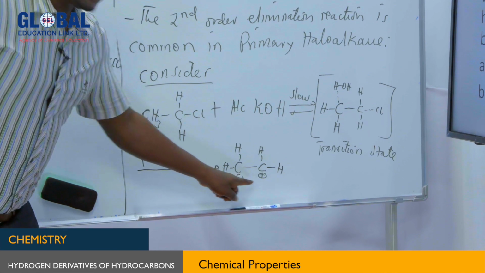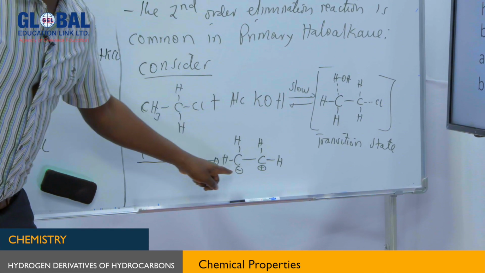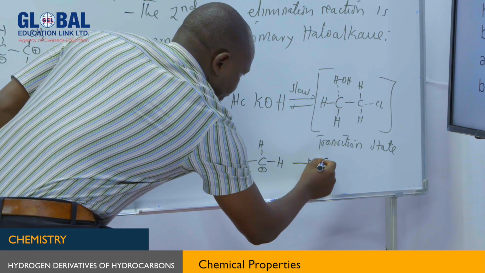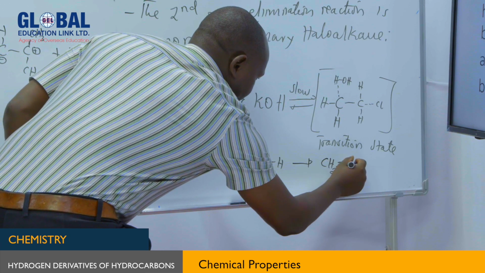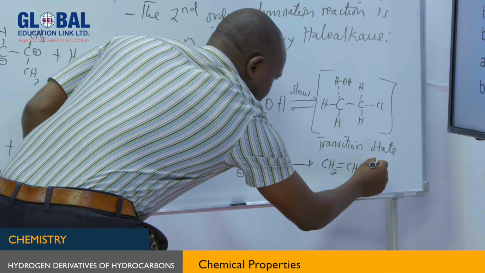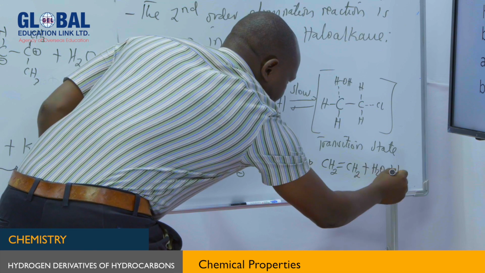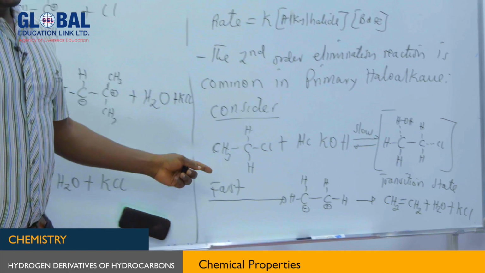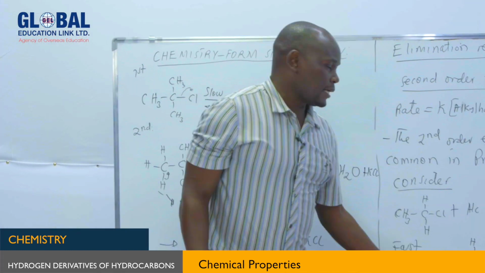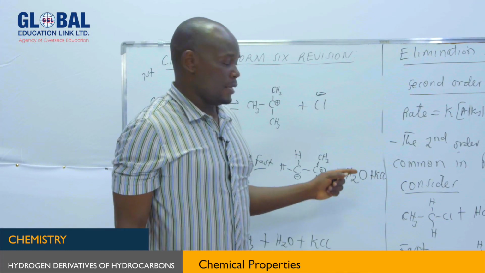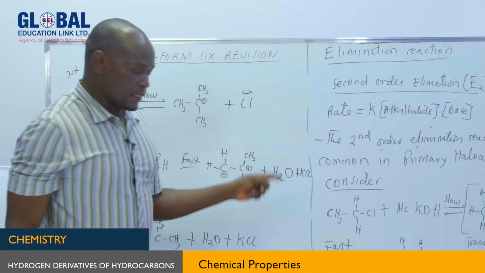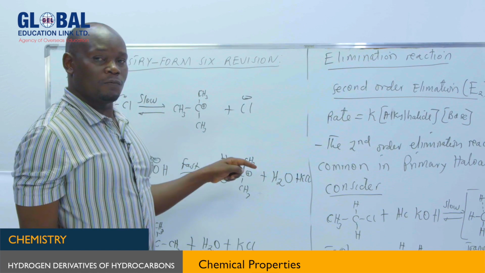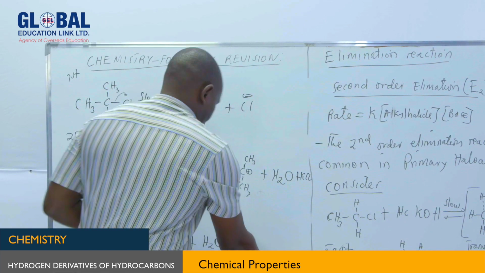So the positive charge and negative charge, that means electrophile and nucleophile, will fuse together and form another bond. So you'll end up getting CH2 double bond CH2, then the other product will be water molecule, plus potassium chloride. So that is the end of the second order elimination reaction. That is what is happening in haloalkane. And here the products formed depend on the structure of our haloalkane.